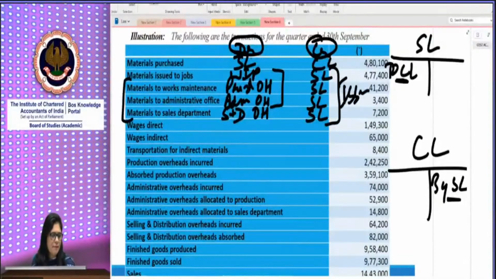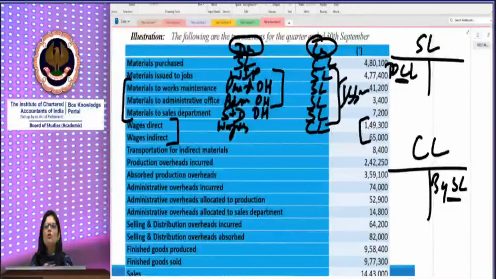I hope you understand. Wages direct and wages indirect. First, incur the wages. Even if it is not mentioned, I'm repeating, you have to incur the wages first. So first of all, it will be wages control account debit, CL account credit. First, you have to pass the entry for both, for the total. You have to incur the wages first, whether direct or indirect. For both direct and indirect, you have to incur first.